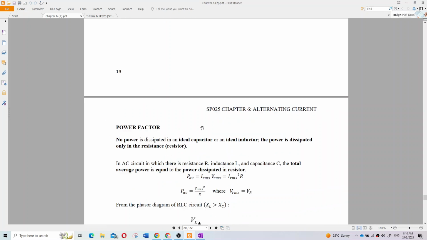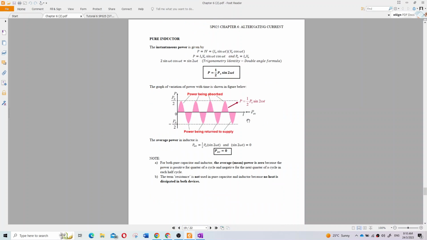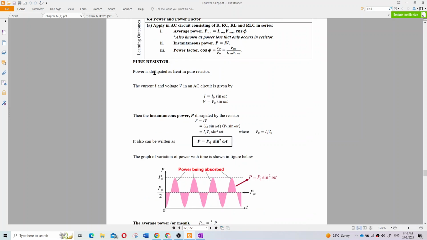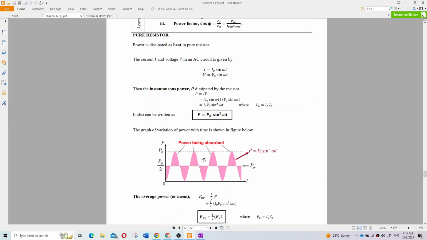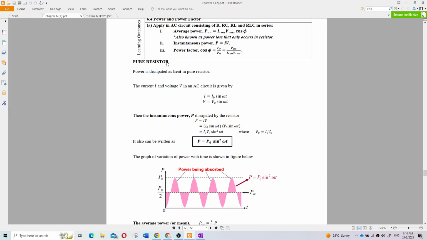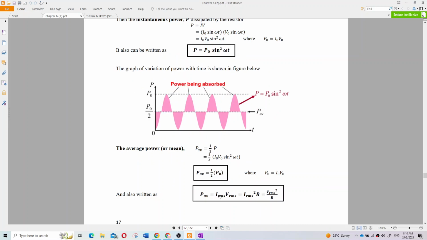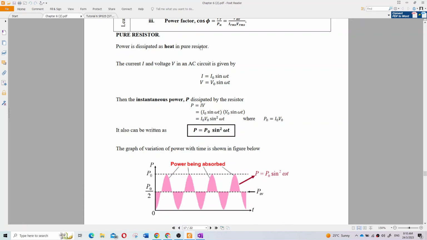So today I'm going to talk about power factor. Before I teach about power factor, let's review what we have learned about power. One important thing is power is only dissipated at resistor. Still remember that? And the formula for calculating the average power is IRMS multiplied by VRMS. So power is only dissipated as heat in resistor.